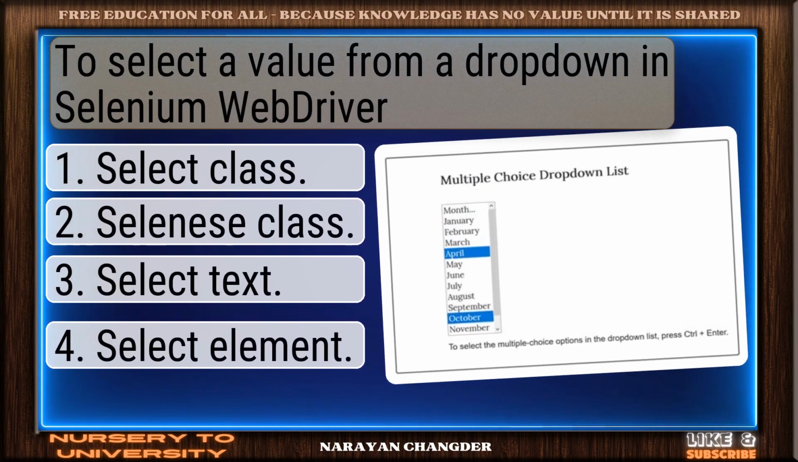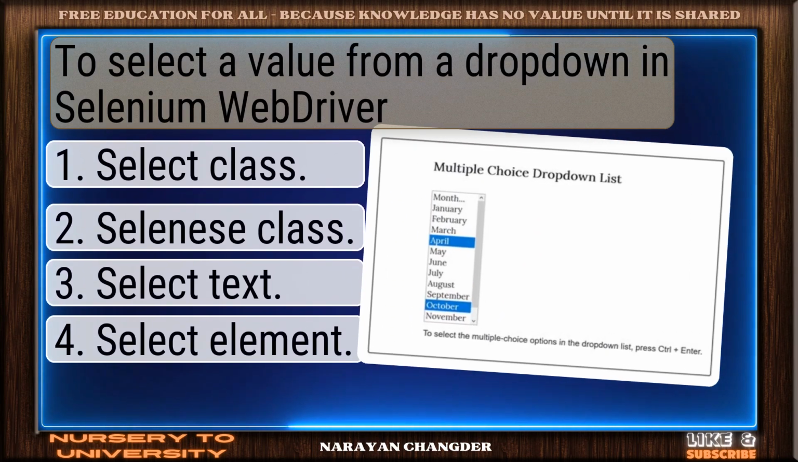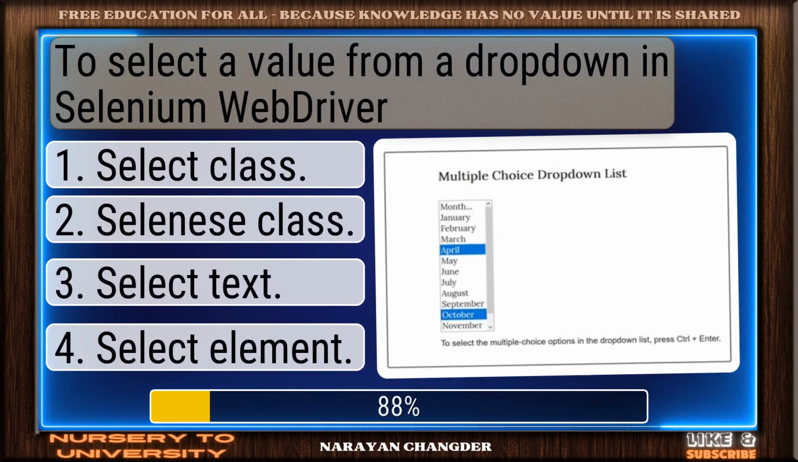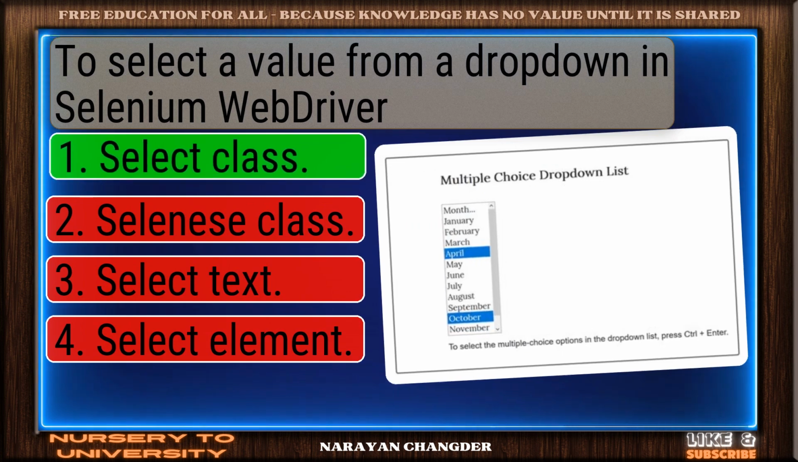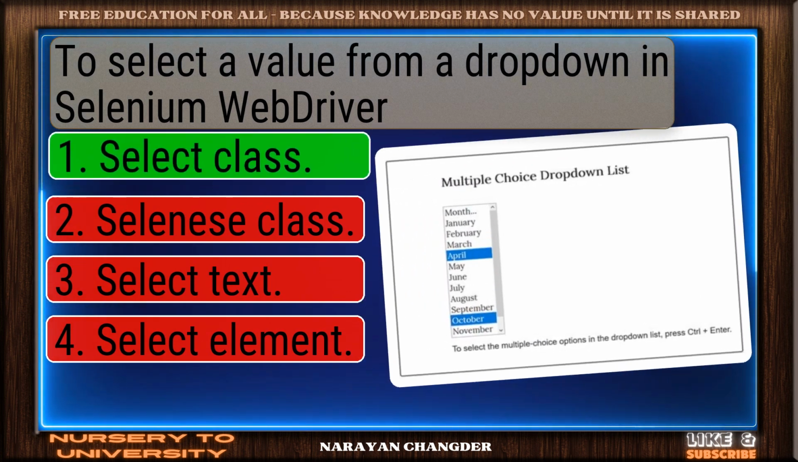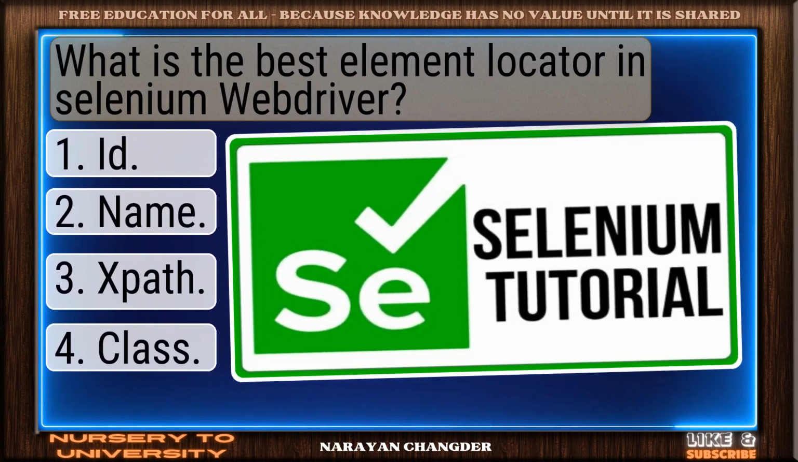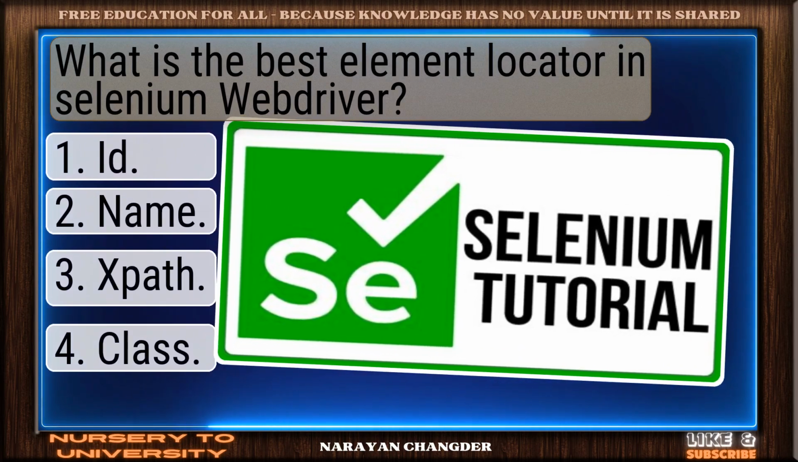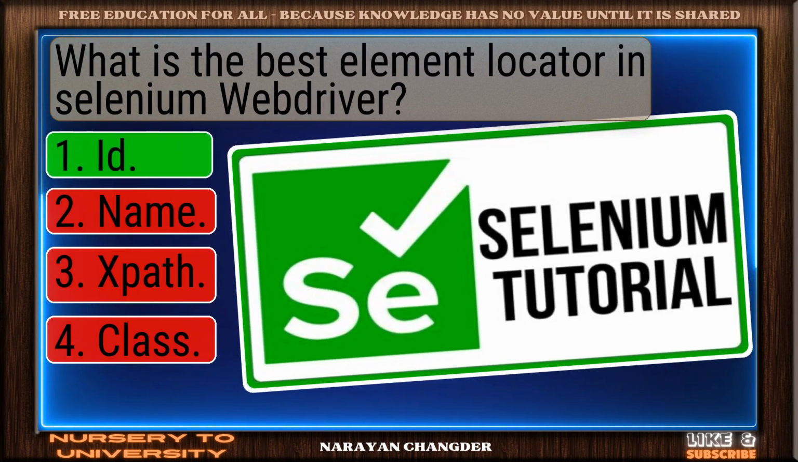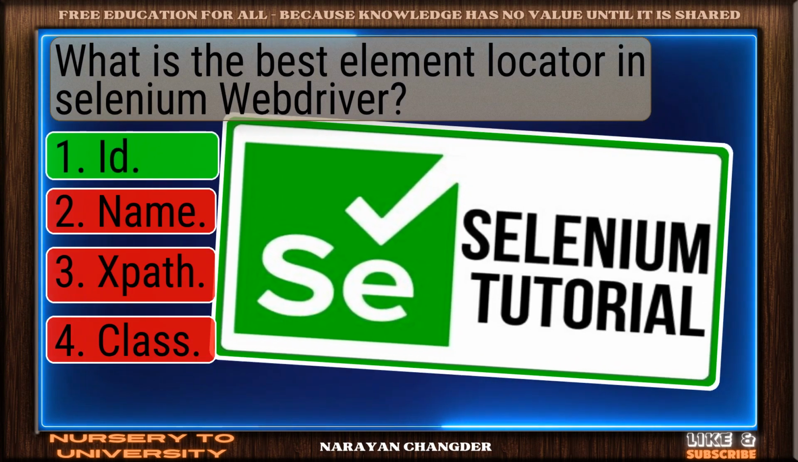Question number 33. To select a value from a drop-down in Selenium WebDriver. Clear logic. Your choice, Select class, is sound and 100% true. Question number 34. What is the best element locator in Selenium WebDriver? Smart pick. IDE is the correct choice.